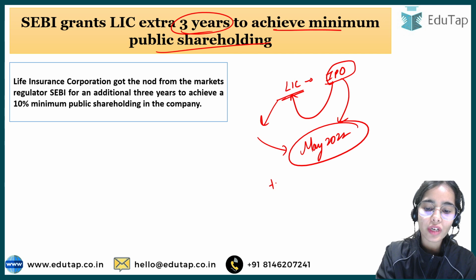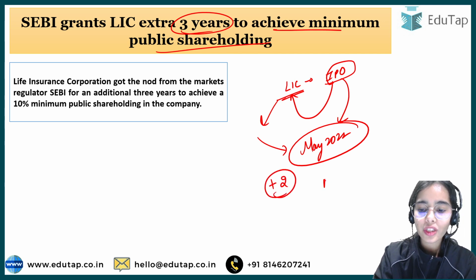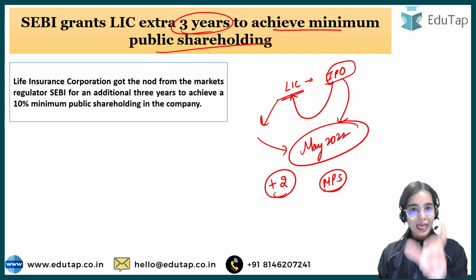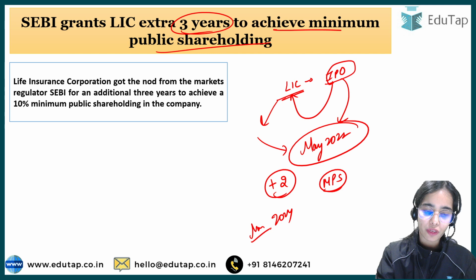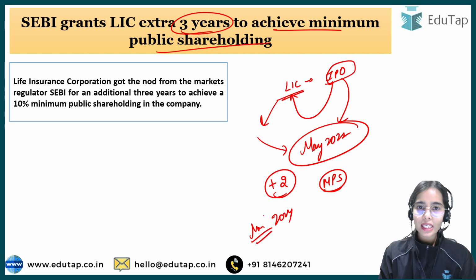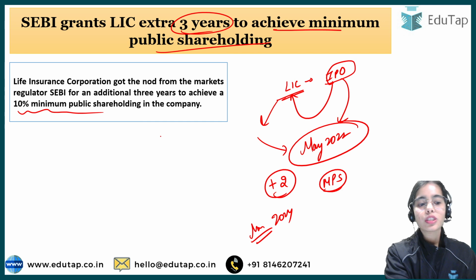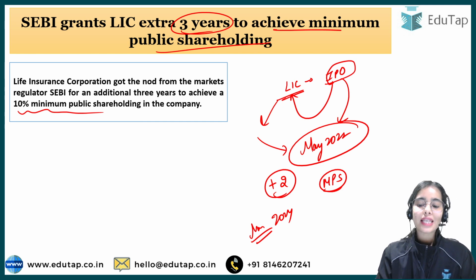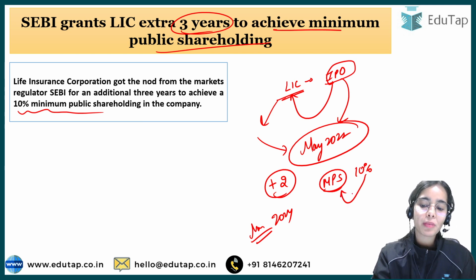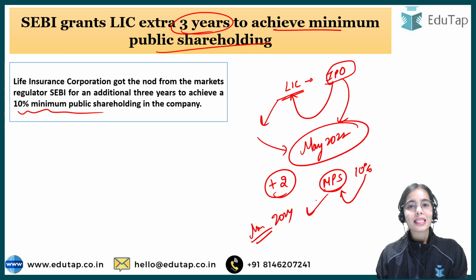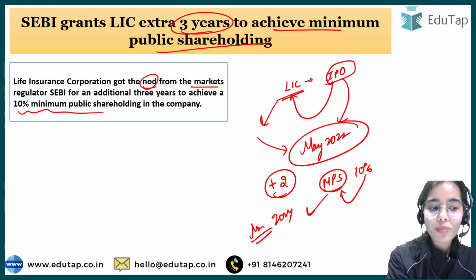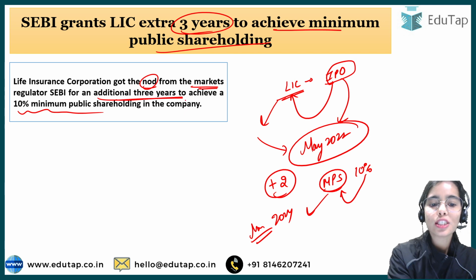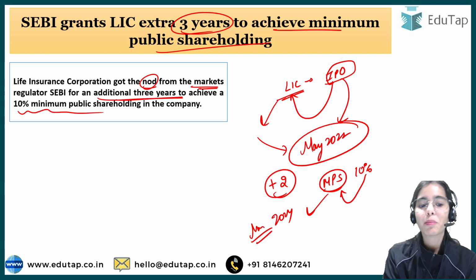Then the LIC was given a time period of 2 years to have the minimum public shareholding. So the LIC needed to have the minimum public shareholding by May 2024. Minimum public shareholding means that it was said by the SEBI that by 2024, the LIC has to provide at least 10% of the shares to the public. So LIC needs to have 10% minimum public shareholding by 2024. Now the LIC has been given an extension by the SEBI of 3 years. So LIC got the nod from the markets regulator SEBI for an additional 3 years to achieve a 10% minimum public shareholding in the company.